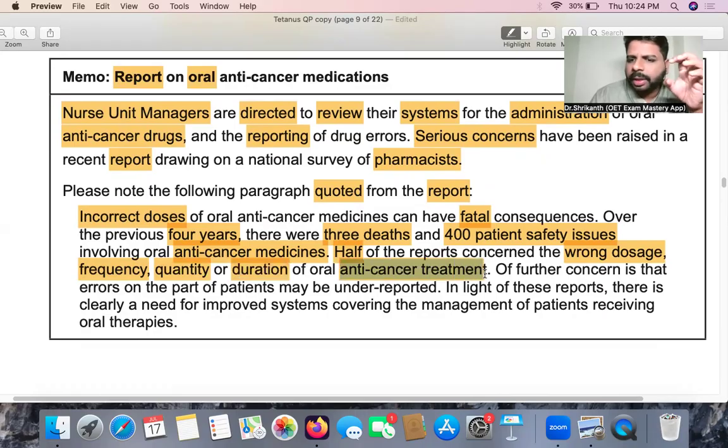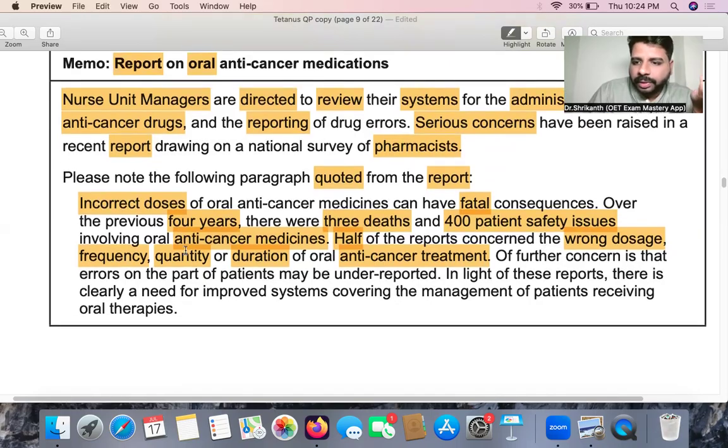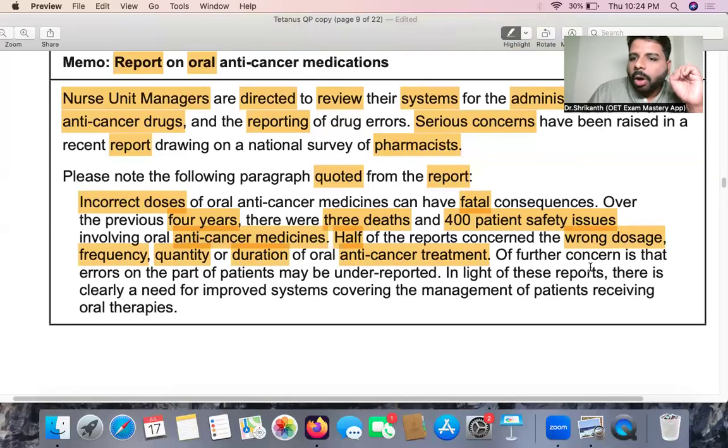So here they're talking about what are the types of errors that are happening. Okay, so these are the types of errors: incorrect doses, wrong dosage, wrong frequency, quantity, duration, everything. Anyway, let's keep reading. Of further concern is that errors on the part of patients, errors from whom? Errors on the part of patients may be underreported.